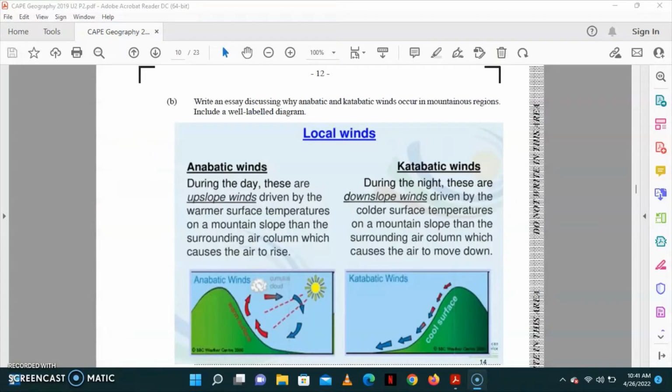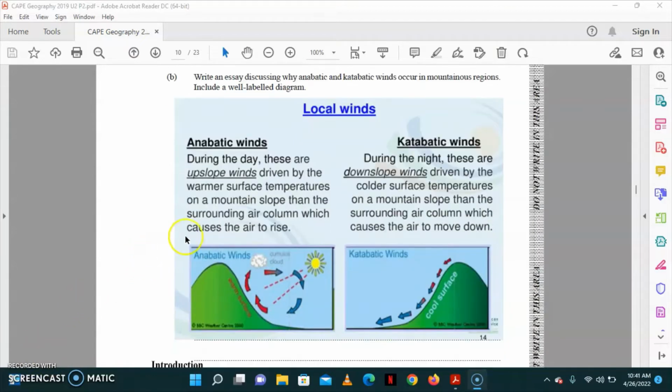Part B to the question asks that we write an essay discussing why anabatic and katabatic winds occur in mountainous regions, and we are to include a well-labeled diagram. So remember to include your well-labeled diagram. Now, it's an essay, so you have to have an introduction, which is basically just introducing us to the types of winds. It could be something as simple as: mountains can create localized winds referred to as anabatic and katabatic winds.